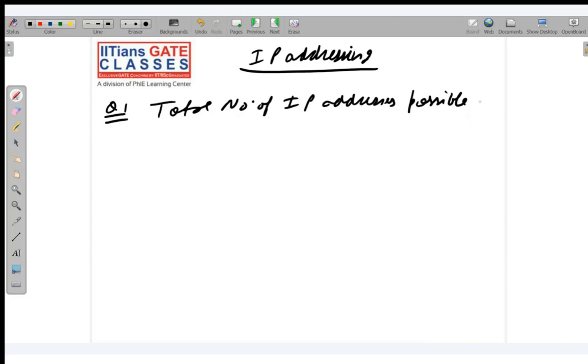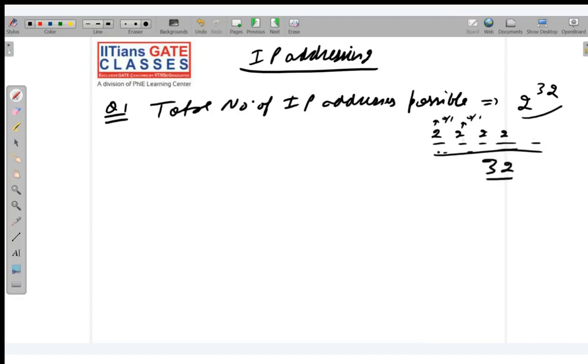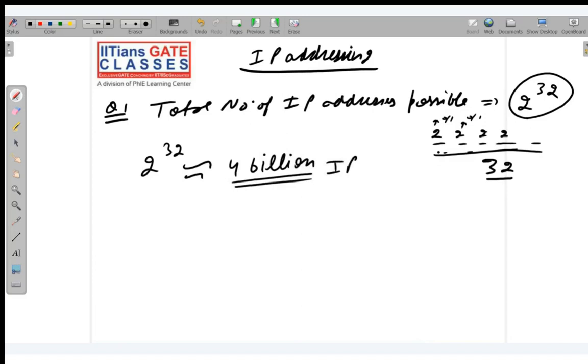Total number of IP addresses possible will be, since IPv4 is of 32 bits, 2 power 32. Any doubt? Because 32 places will be there, each with 2 possibilities, 0 or 1. So 2 into 2, 32 times, is 2 power 32. Roughly we will call it 4 billion. 4 billion IP addresses roughly.